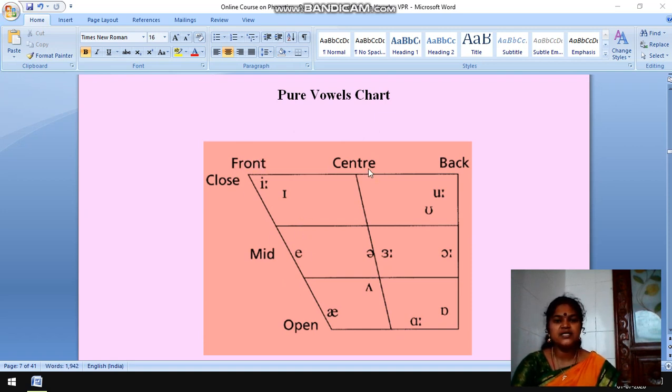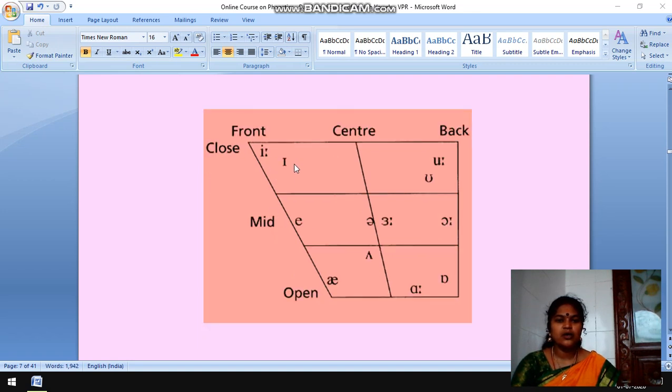Look at this: front, central, back. There are 3 types of vowels: front vowels, central vowels, and back vowels. And look at this position: close, half open, open, and back also the same. Just see what the front vowels are, then the central vowels, then the back vowels.